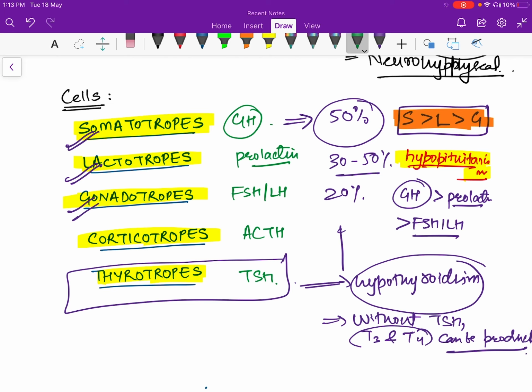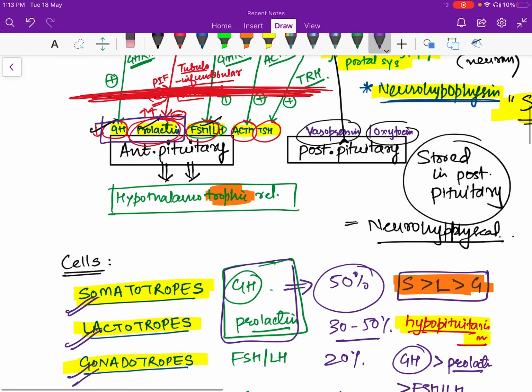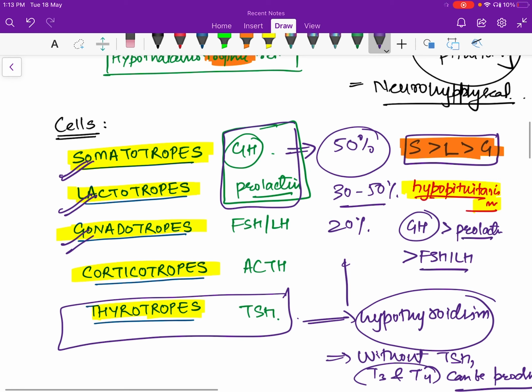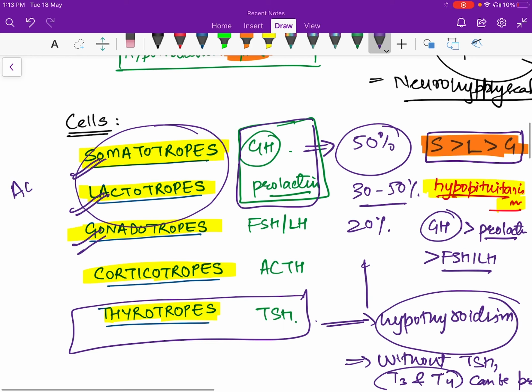Another important point: why do I always write growth hormone and prolactin together? You can see here as well, growth hormone and prolactin are together. The reason is that these two cells, when the pituitary is stained, appear as acidophilic. These are acidophilic cells, whereas all other cells are basophilic.